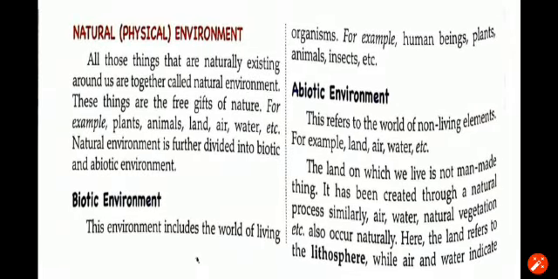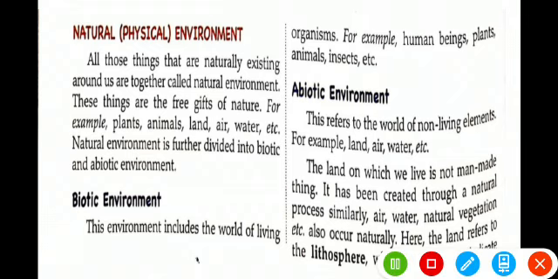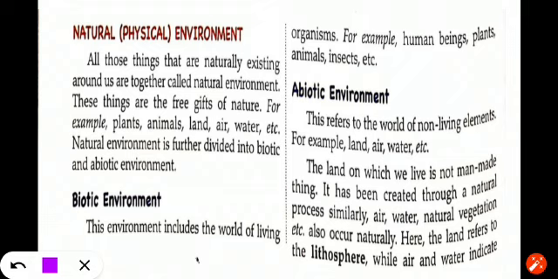Now, we will discuss the two important things about the chapter, that is biotic environment and abiotic environment. Firstly, we will discuss biotic environment. The environment includes the world of living organisms. So, what is biotic environment? Biotic environment includes the world of living organisms. For example, human beings, plants, animals, insects, etc.